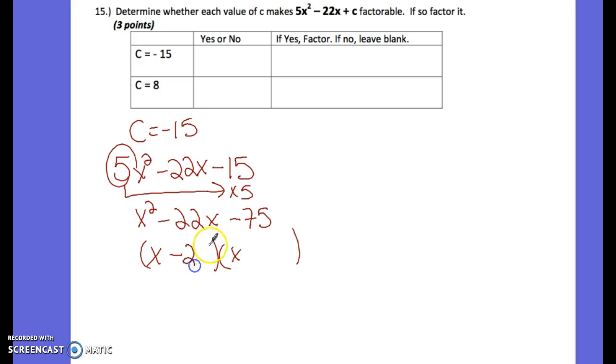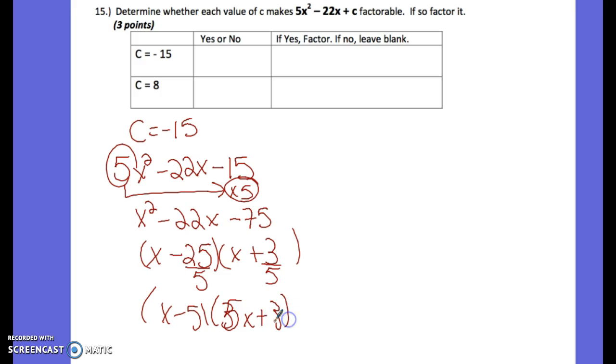How about negative 25 and positive 3? Since we split 5, we divide by 5. And you get simplified x minus 5. 3/5 is already simplified, so 5x plus 3. So did it factor? Yes. What were the factors? X minus 5 times 5x plus 3.